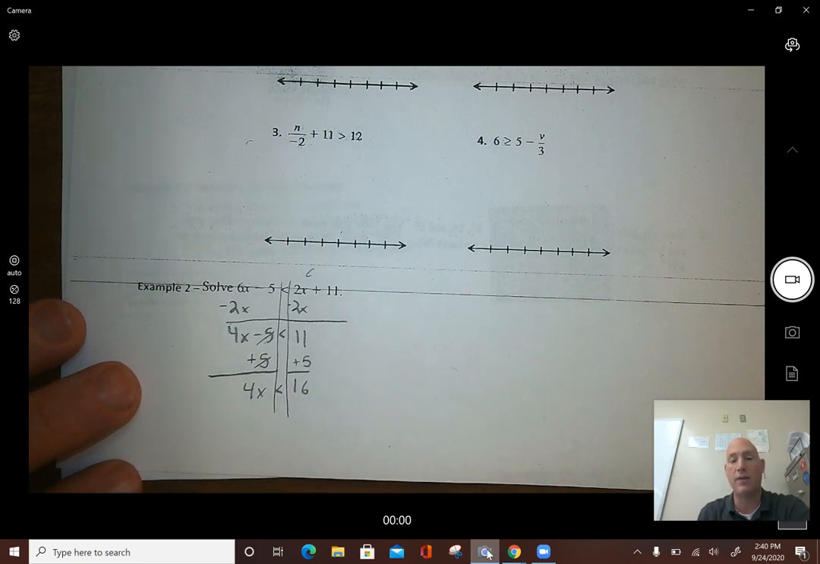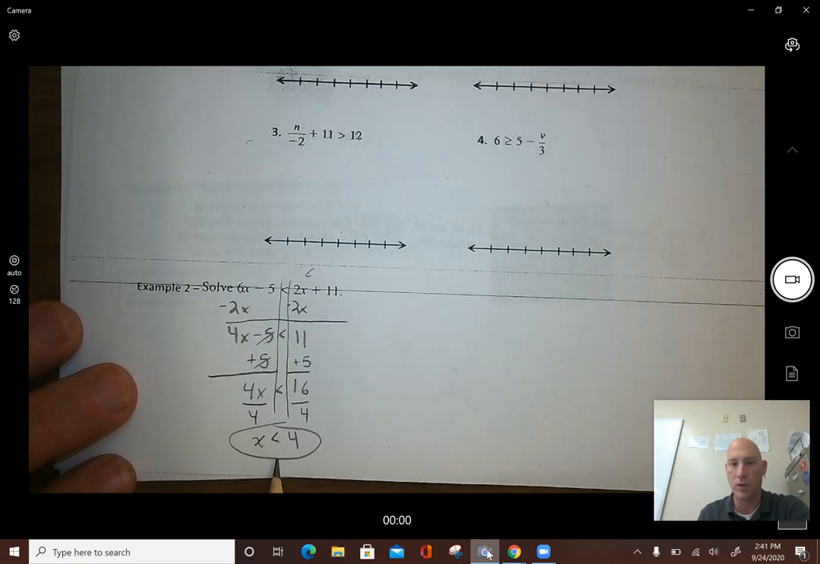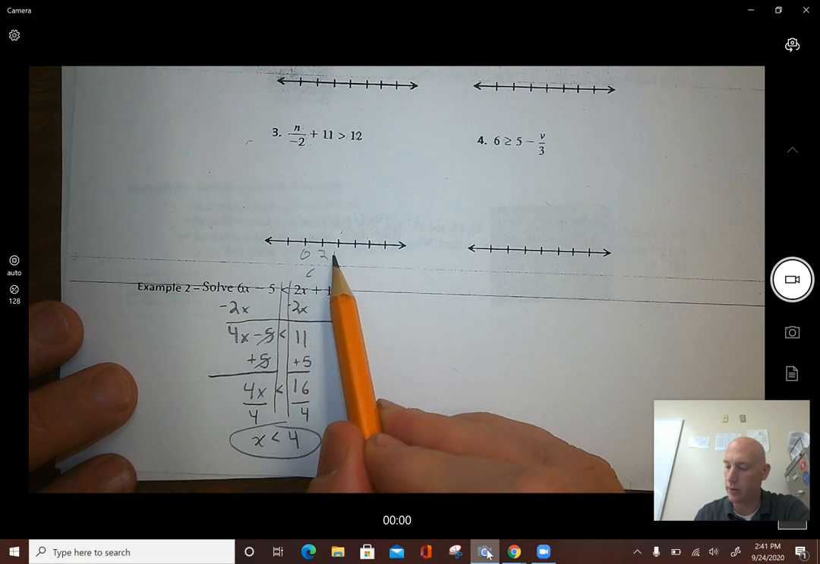My final step now, I'm going to get rid of the coefficient. It's x times 4, so I'm dividing by 4. That leaves me with x less than 4. And now I just need to put it on a number line. This would be considered a typical problem because we just have a typical inequality. So I'm going to go up here and use this one. There's 0, there's 2, there's 4.